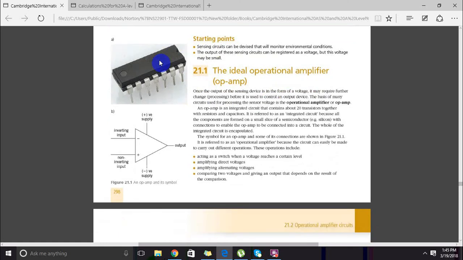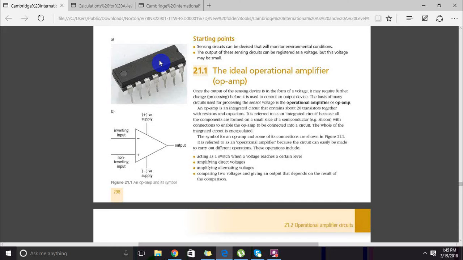And what exactly is an op-amp? I get it, it processes stuff, but what exactly is it? They're probably not going to ask you that at this level, but it's actually an integrated circuit. And integrated means it has a lot of different individual components sort of together. So it's an integrated circuit that contains about 20 transistors. Transistors are again something you would be unfamiliar with at this level, along with resistors and capacitors.